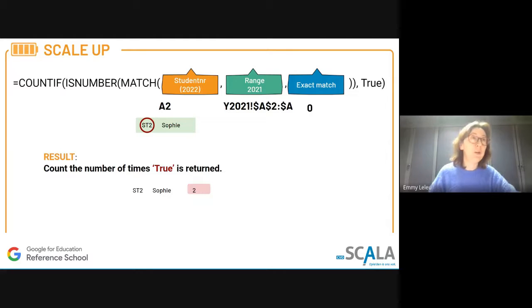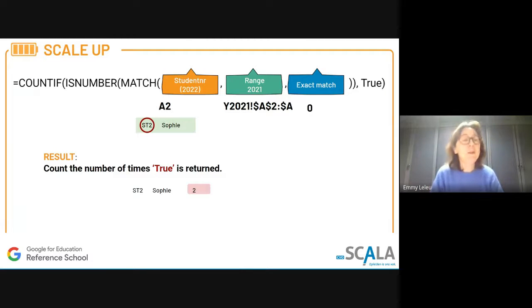That is, every time he finds student number 2 in the list of 21. So I'm having my match, look for Sophie in the range of 21, an exact match, turn it into a true every time you find her, and then count all the trues. So he found 2 times student number 2. I'm very happy. I'm so happy. Now I know student number 2 has enrolled 2 times last year.